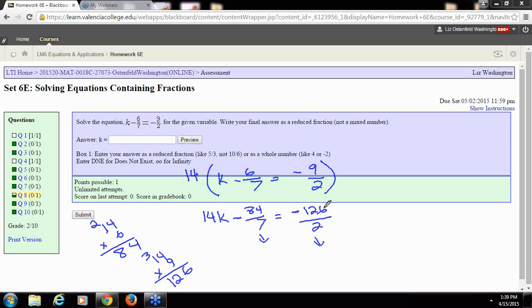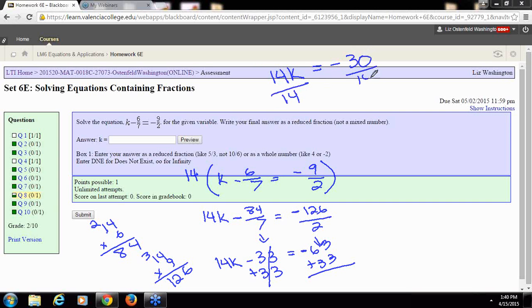And 84 divided by 7 is 12. So I have 14K minus 12 equals half of 126 is 63, and it's going to be a minus 63. Next, I'm going to move the negative 12 by doing plus 12. That cancels, so I'm left with 14K equals, and 63 minus 12 is actually going to give me a minus 51. Then I'm going to divide by 14 to get K by itself.